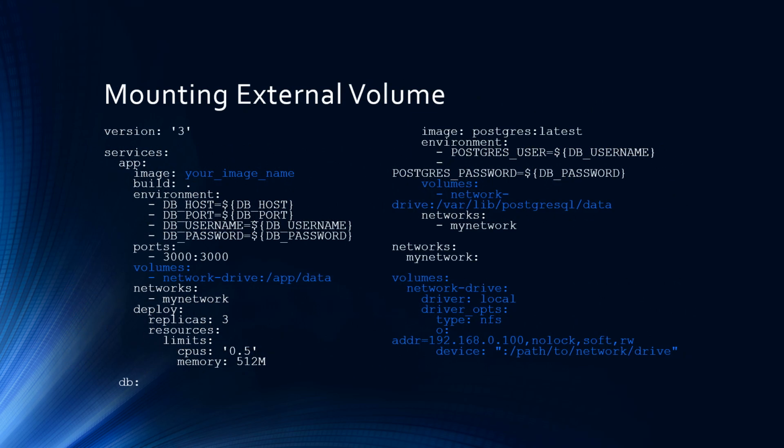Volume management is crucial for maintaining persistent data in containerized applications. This example demonstrates mounting an NFS volume, but there are various volume types to consider based on your needs. When working with volumes in production, implement proper backup strategies and consider using cloud-native storage solutions like AWS EBS or Azure Disk Storage. The volume configuration shown here includes important options like nolock and soft mount options. These are crucial for handling network interruptions gracefully.